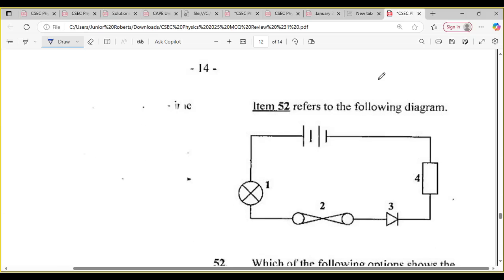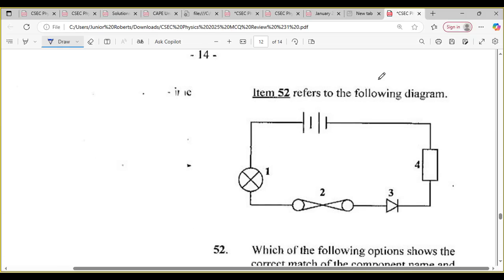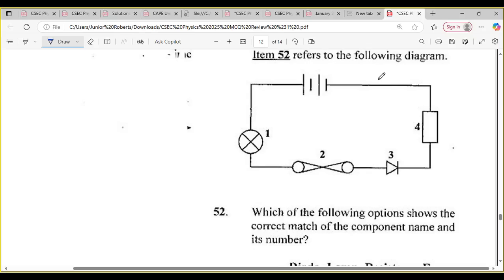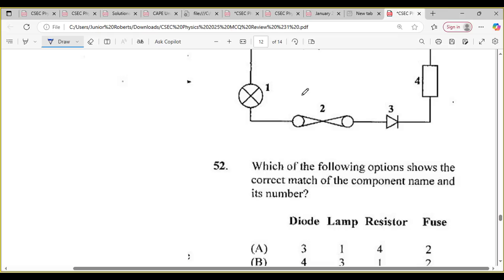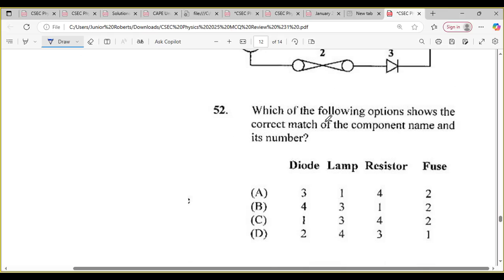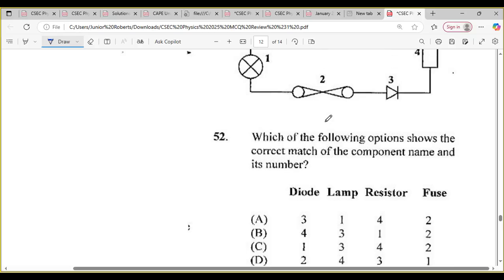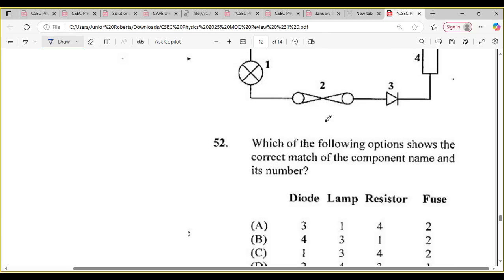So let's continue quickly. 52 says, item 52 refers to the following diagram. Which of the following options shows the correct match of the component, name, and its number? So 1 is the lamp, 2 is the fuse, 3 is the diode, and 4 is the resistor. So 52 is going to be A.